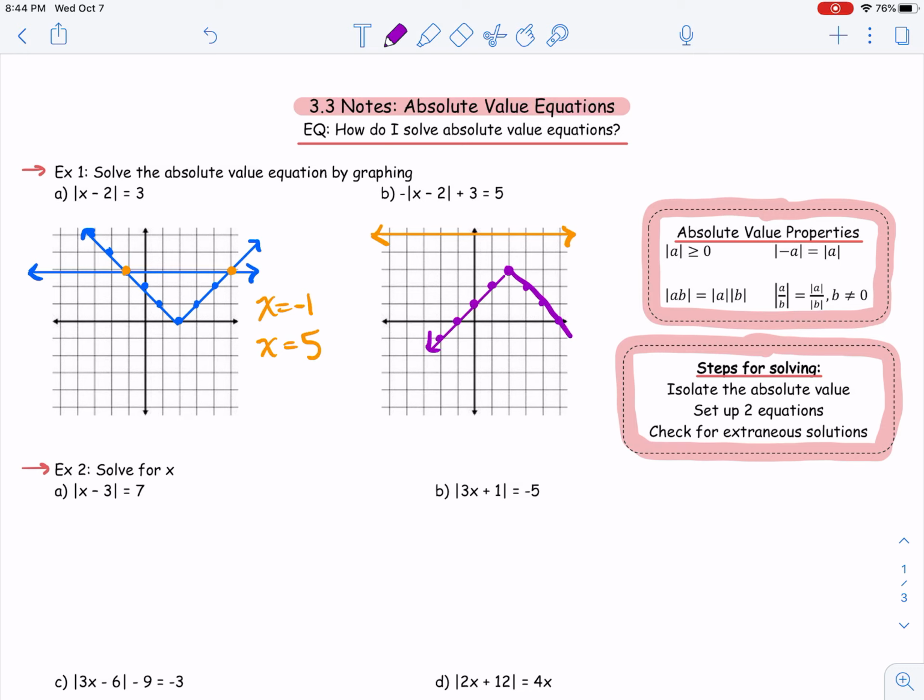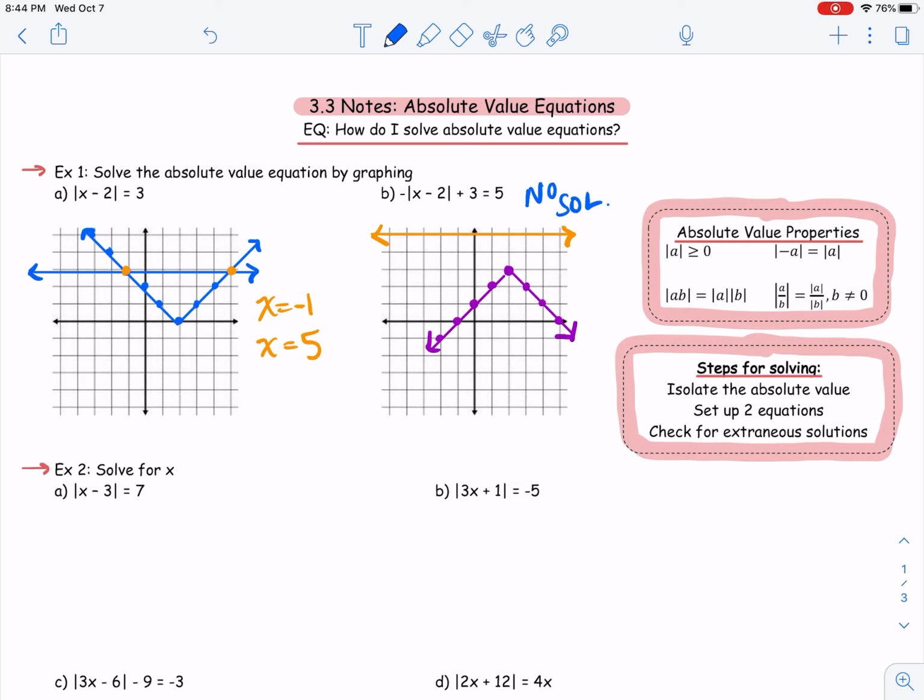And so now I see this absolute value graph. So how many solutions does this have? None. No solutions, because that line doesn't even cross or intersect my absolute value graph.